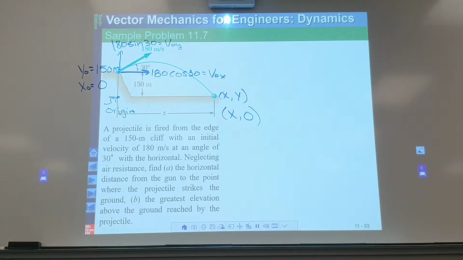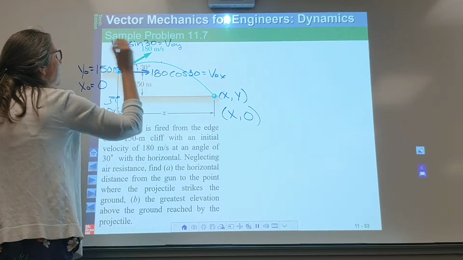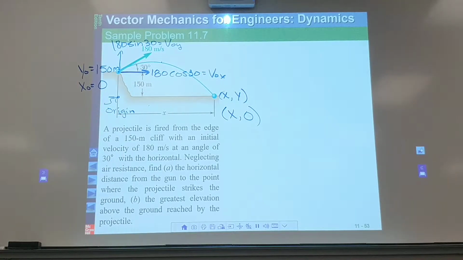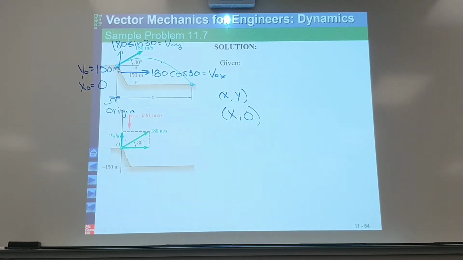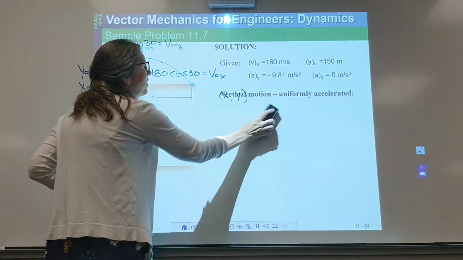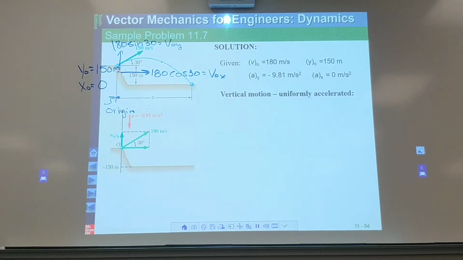Okay, so I can already tell you what they're going to ask for. They're going to ask for the horizontal distance, and then actually they also want to know what this greatest elevation is. Okay. So hopefully that picture doesn't move. Yeah, and I guess one more thing that I could put on there is that ax is equal to 0 and ay is equal to negative 9.81.